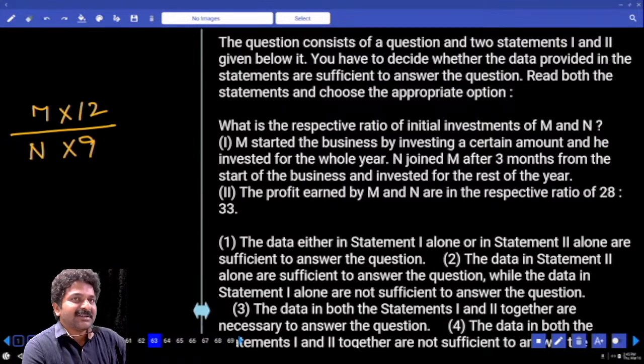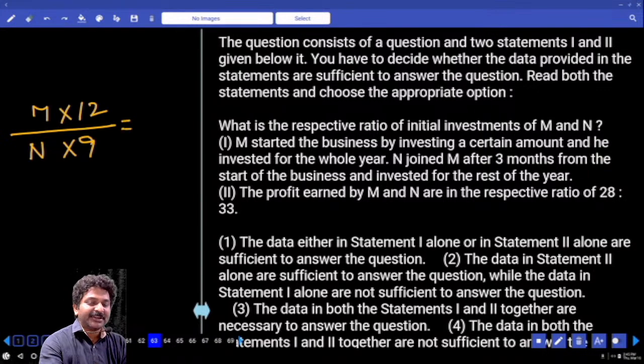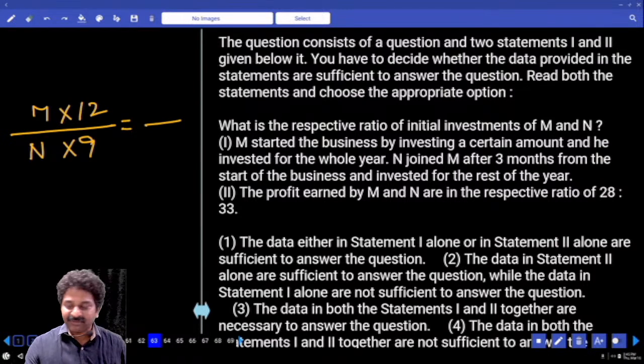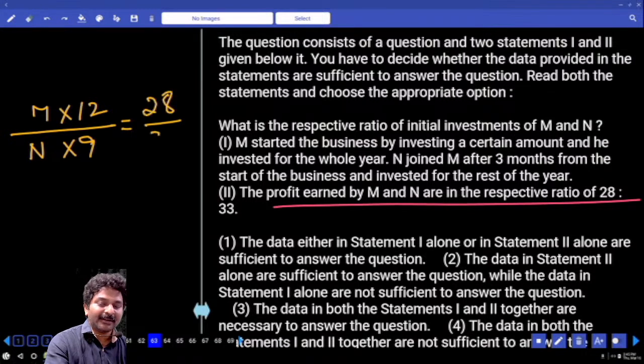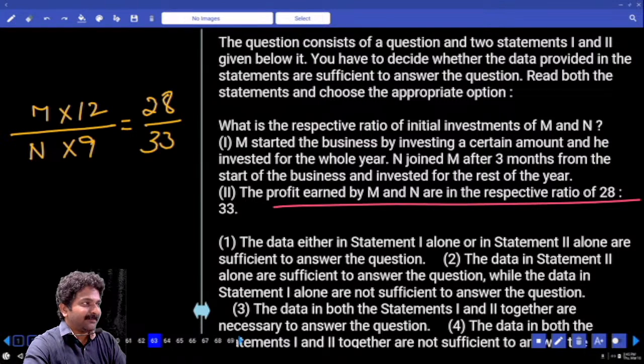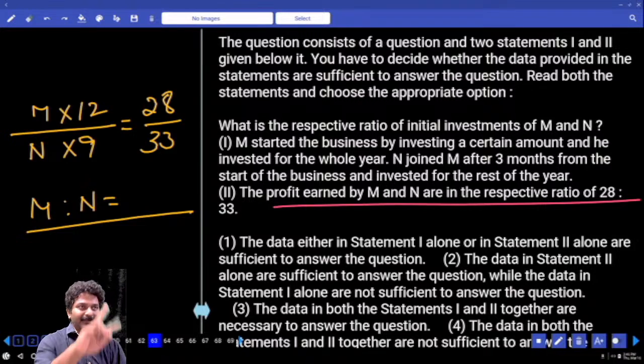Using this, can you answer the question? What else you need? Profit sharing ratio. This is investment multiplied by time. What ratio is this? Profit sharing ratio. If you also know the profit sharing ratio like x by y is equal to something, then we can get M is to N value. Agreed? So is 1 alone sufficient? No. Profit earned by M and N are in the respective ratio 28:33. Is 2 alone sufficient? No. By using both together, which is equal to 28/33. Using this, can we calculate M by N or M is to N? So answer, both statements together are required to answer the question. Agreed?